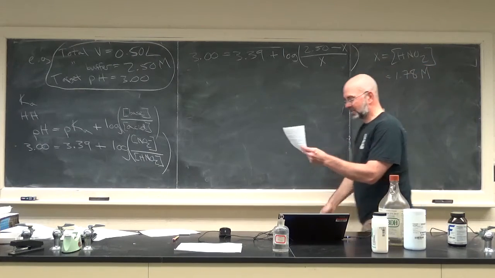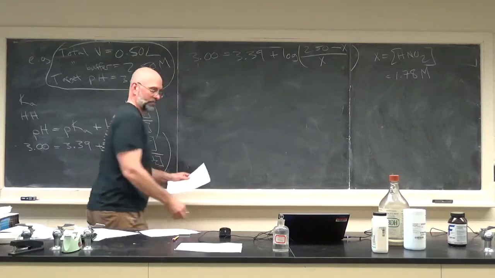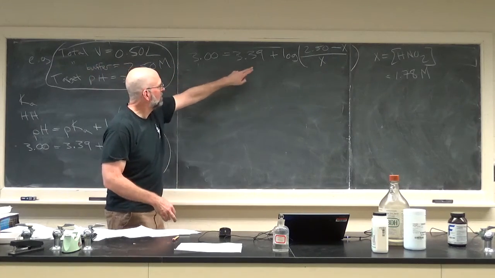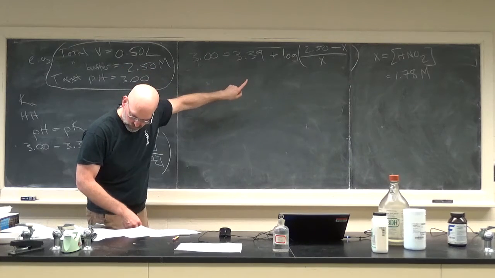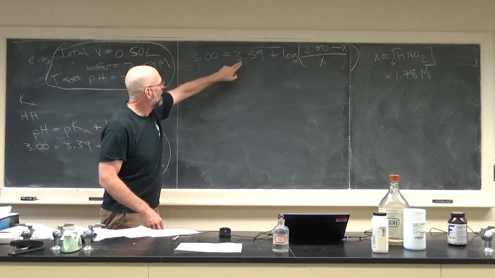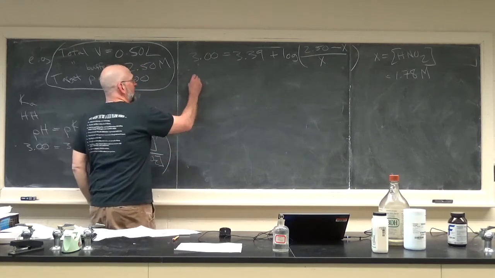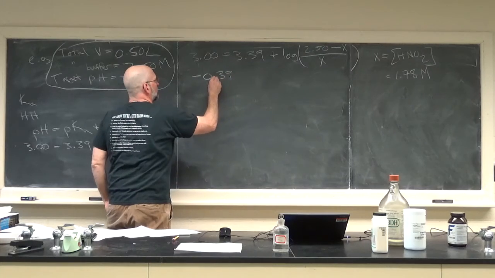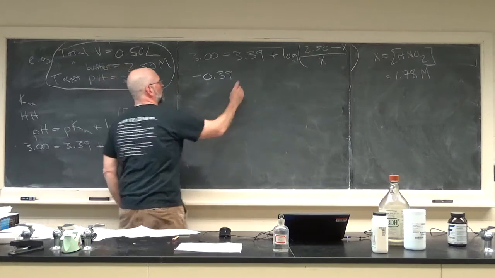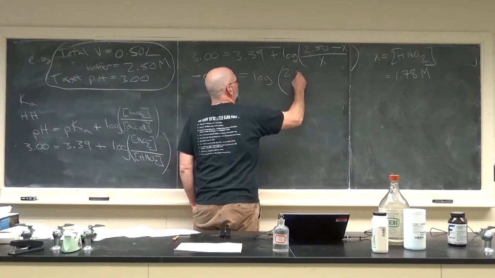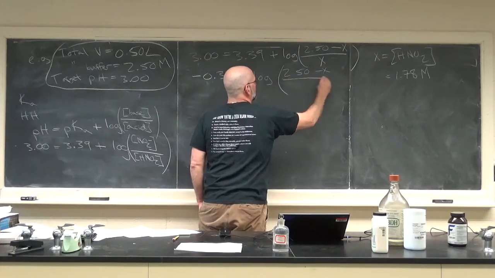Okay, well let's just do this kind of quickly. I'm not going to do the whole thing for you. What you'll end up doing to solve for X, you'll take 3 minus 3.39, so that's going to be a negative number, isn't it? So negative 0.39 equals logarithm of 2.50 minus X over X.